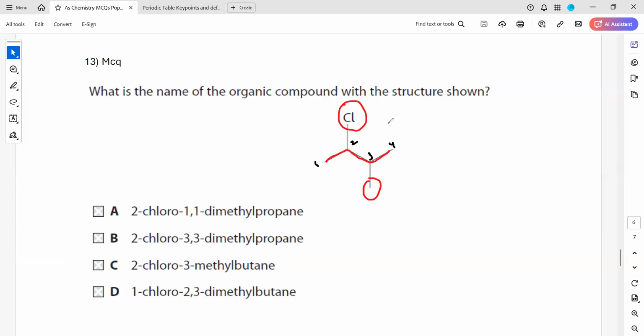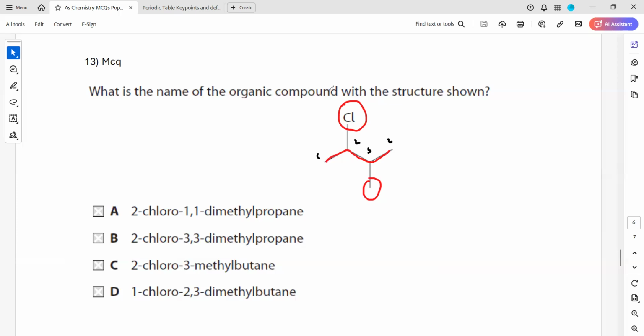So what do we give priority to? When you get the same number for a functional group and for the branch of a carbon, you will give priority to the functional group. So if I count in this way, 1, 2, 3, 4: second position, carbon branch; third position, functional group. But if I count from here, 1, 2, 3, 4: second position, functional group; third position, carbon branch. So I will give priority to the functional group.